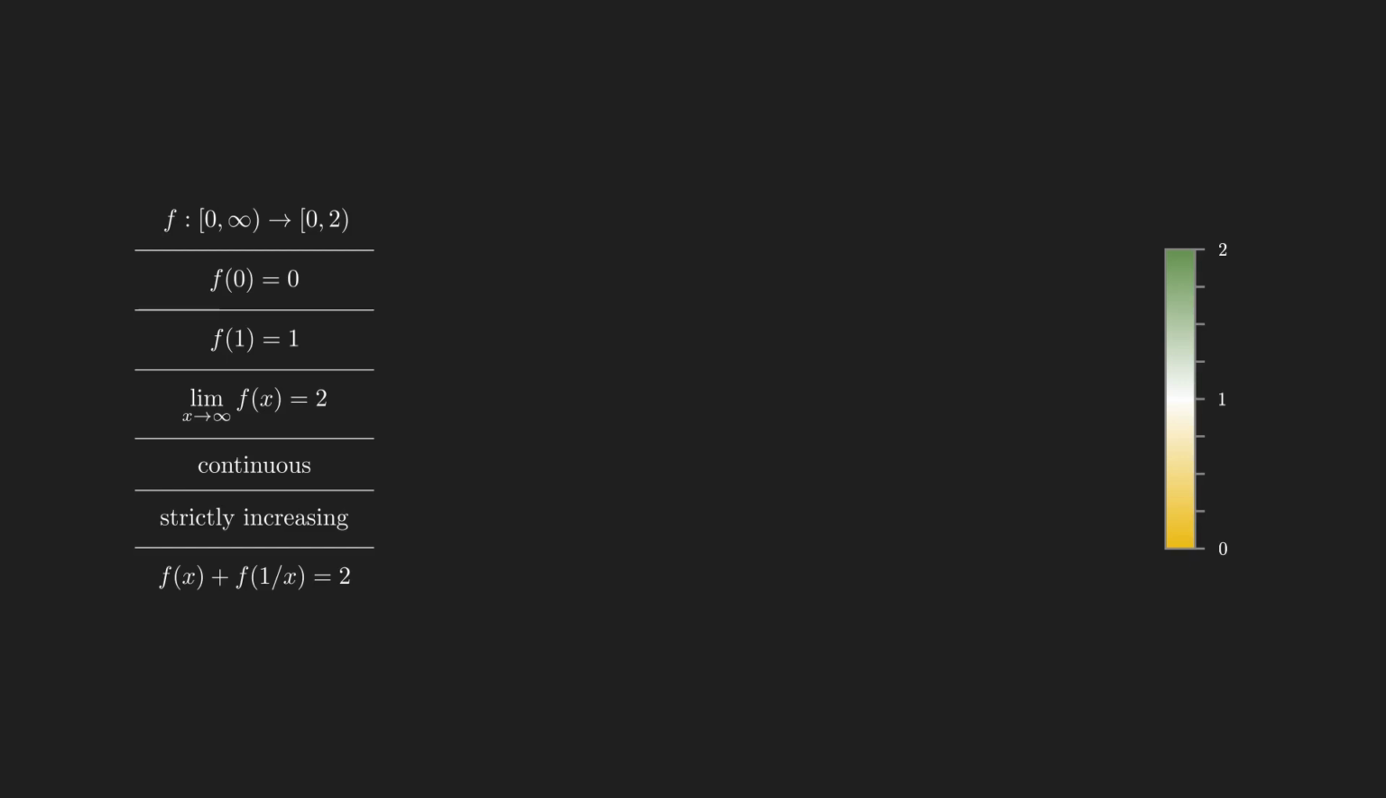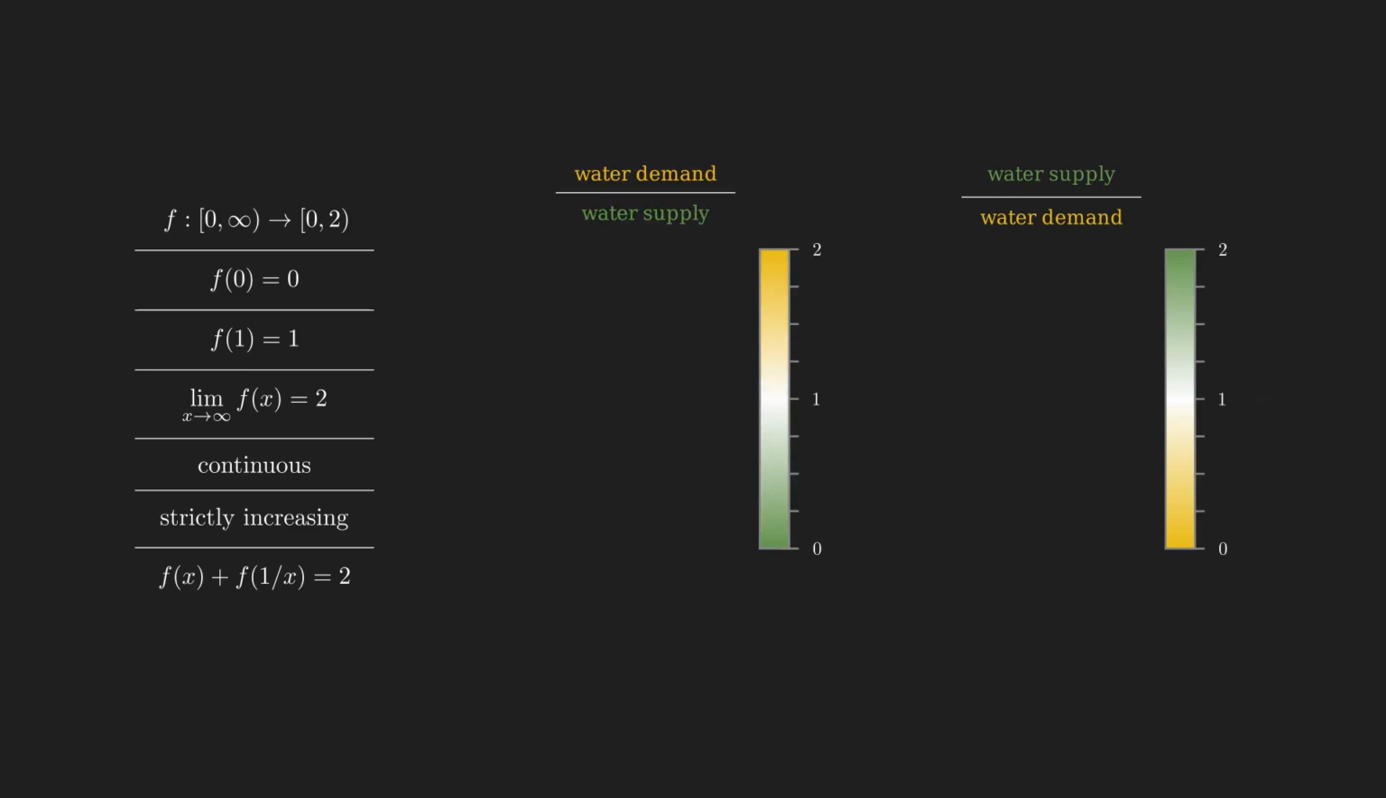There's another way we can interpret this equation. We're using this color map, and we're computing this ratio. If we turn the colors upside down and invert the fraction, we are guaranteed to get the same colors for all supply and demand values if this equation holds true.